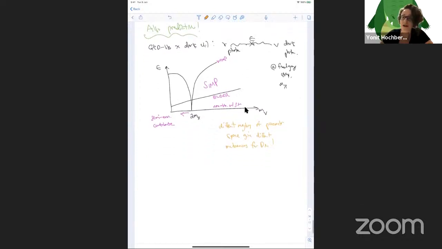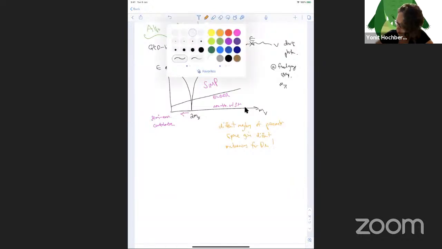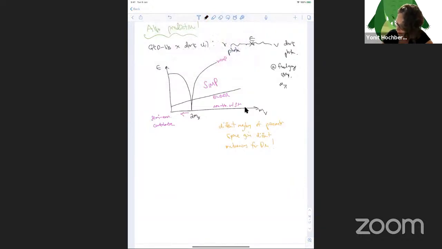And moreover, we have existing constraints on this parameter space, as well as hopefully future projections for what experimentally we can hope to detect or exclude. Just to show you what that looks like, we have some constraints on the parameter space.